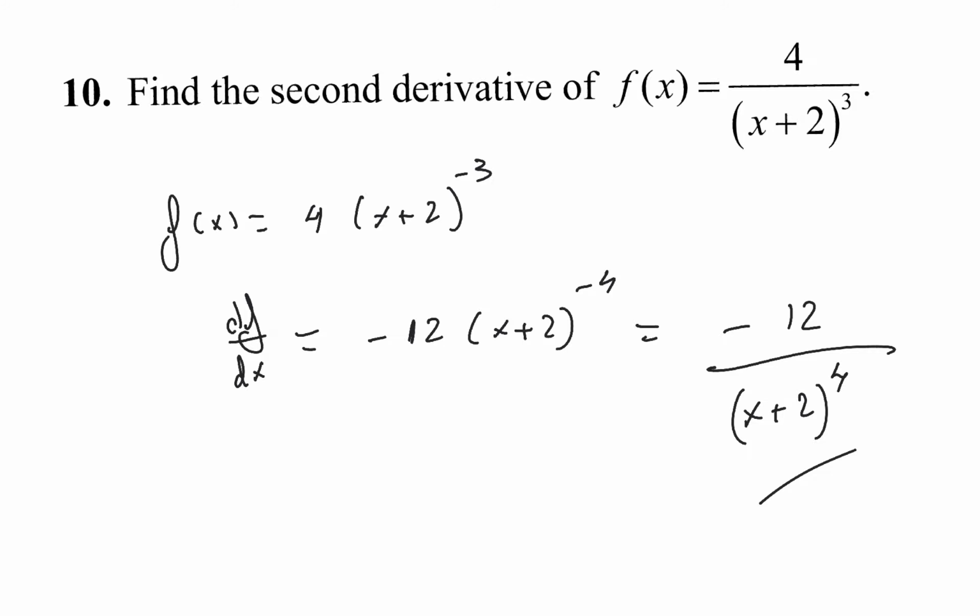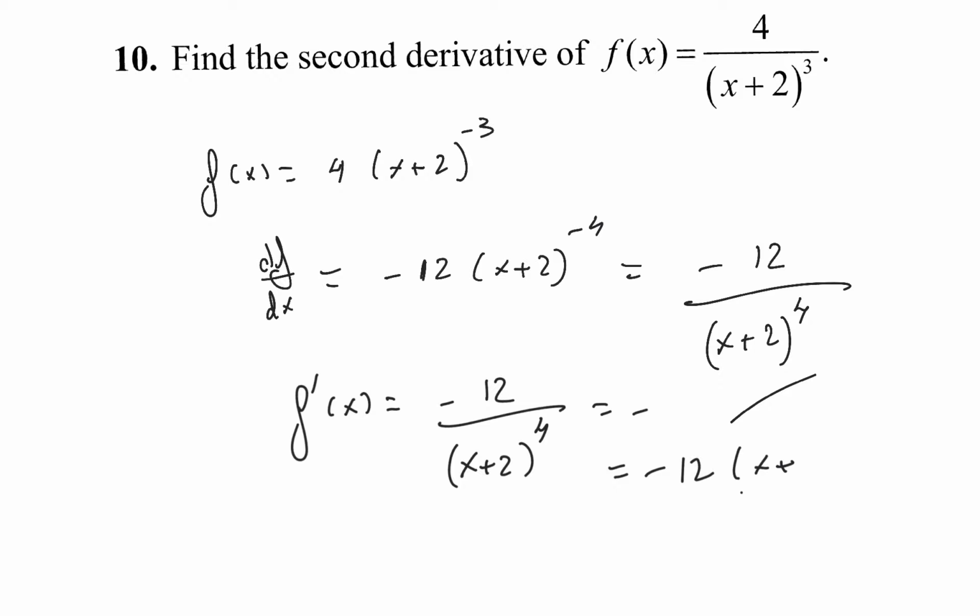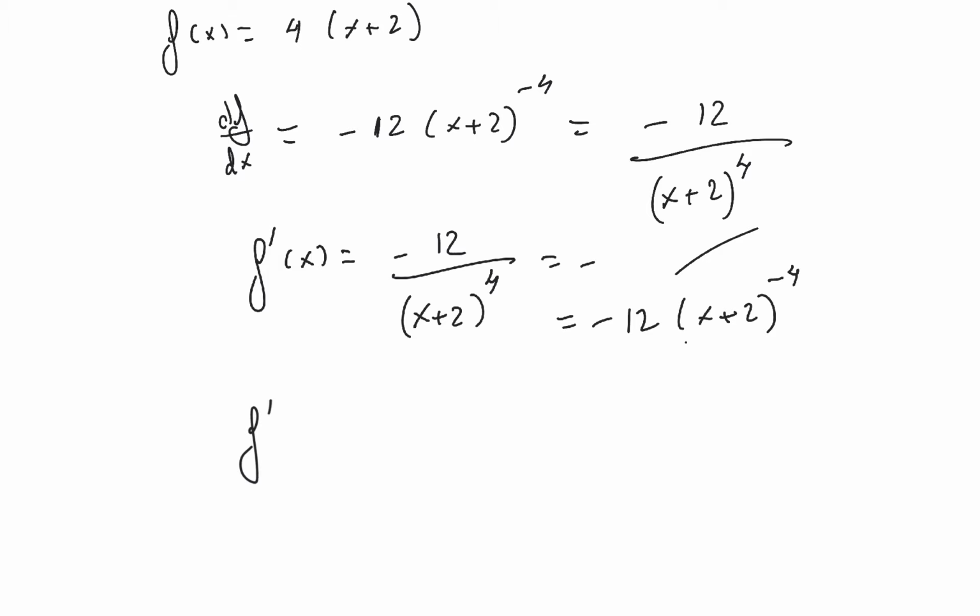But the problem is asking for the second derivative. So I have the first derivative, f prime of x. F prime of x equals minus 12 divided by x plus 2 raised to the power 4. Or, in other words, I have minus 12 times x plus 2 raised to the power minus 4. And now what I want is f second of x, the second derivative. The second derivative means do again the derivative of f prime, and you will obtain the second derivative.